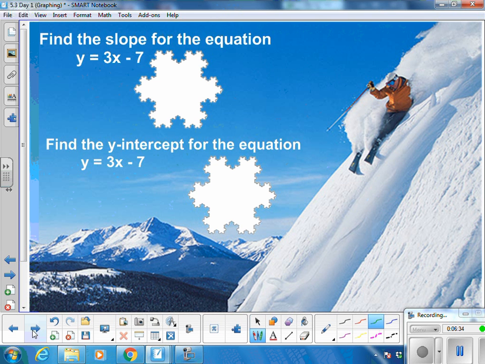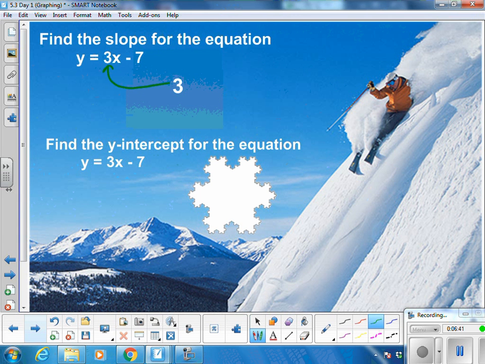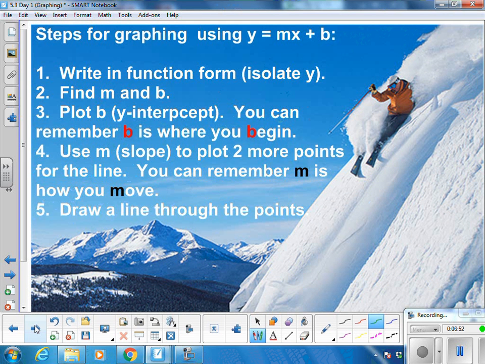Let's try it again. Find the slope for this equation. y equals 3x minus 7. The slope is going to be 3. My y-intercept is going to be negative 7. And be careful because sometimes we flip our 3x and our negative 7. So make sure you're looking for the coefficient on this one.